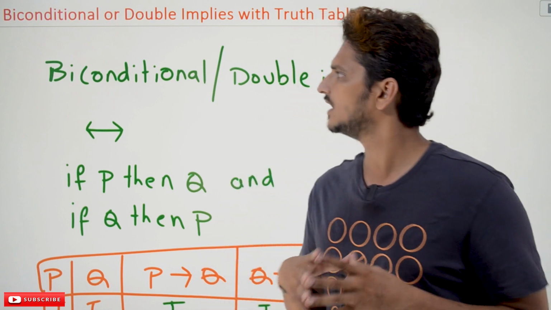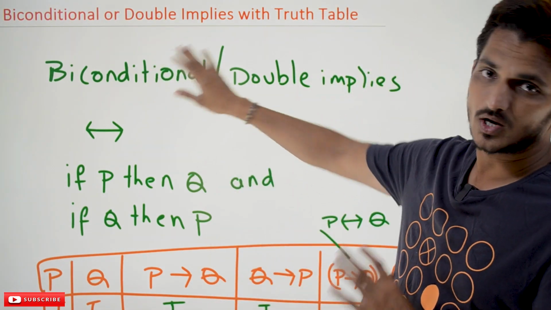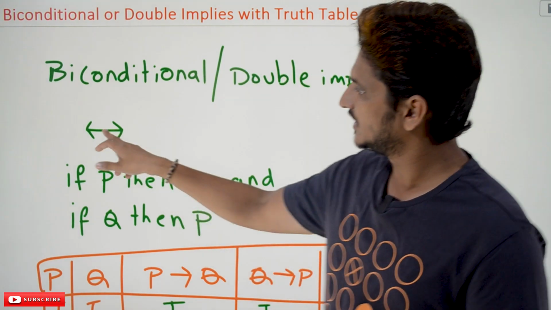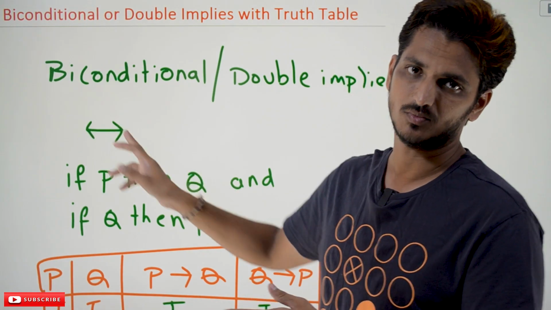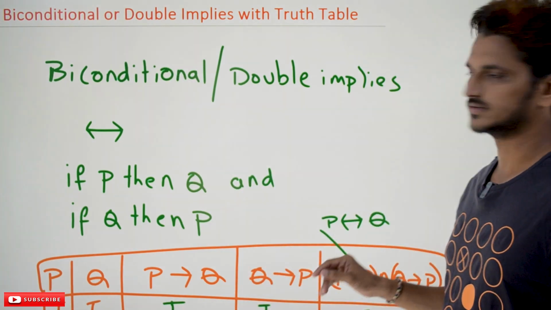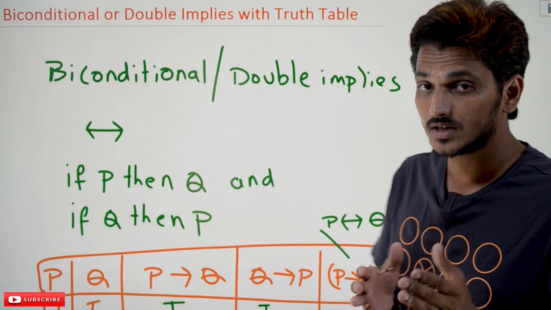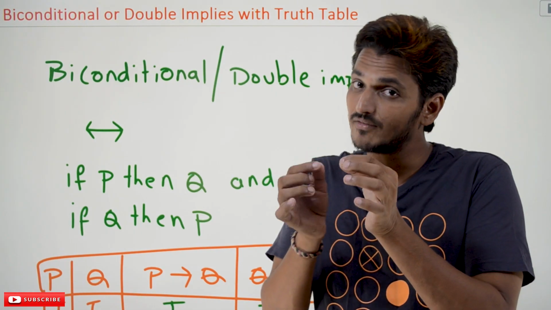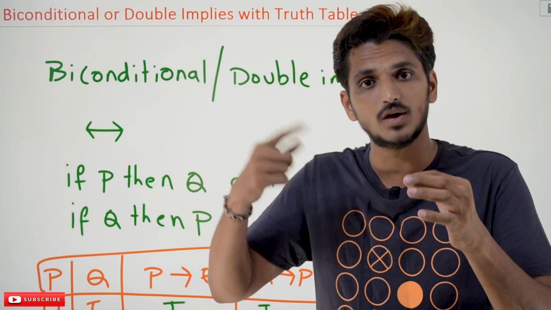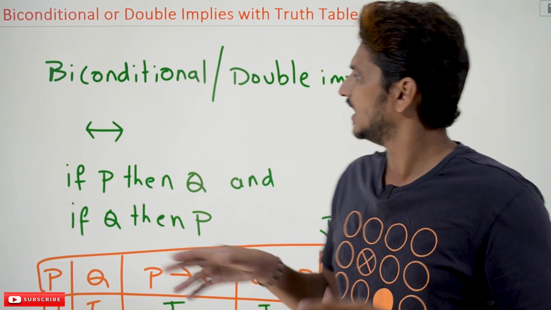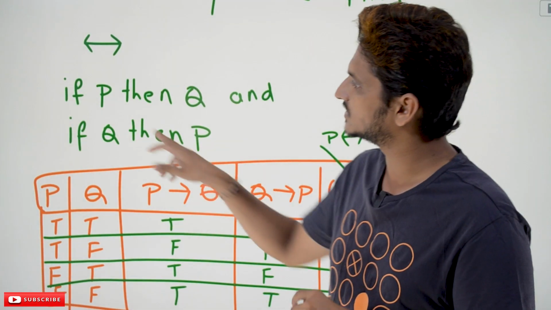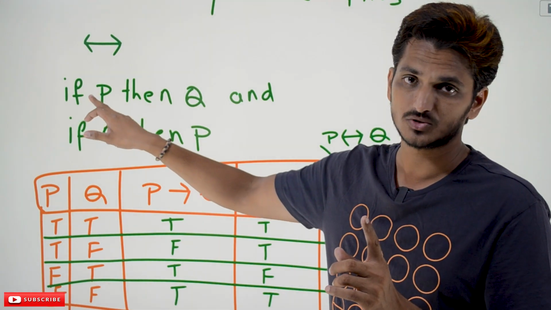Coming to today's class, biconditional, or we call it double implies. The symbol to represent this connective is given like this, an arrow mark pointing both sides. This is the symbol we use to represent biconditional or double implies. In our last classes we clearly discussed that each connective has some conditions, and based on those conditions we generate the truth tables. Similarly, our biconditional has some conditions. It has to satisfy these two conditions.